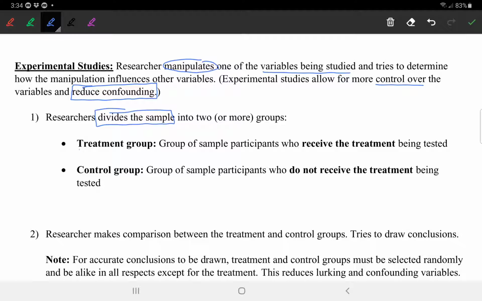The first group we'll call a treatment group. This is the group of the sample participants who will receive the treatment. This is the manipulation that the researcher is introducing into the study. And then there's the other group, which is the control group, and this is the group of the sample participants who do not receive the treatment being tested. Okay, so we have treatment groups and control groups.